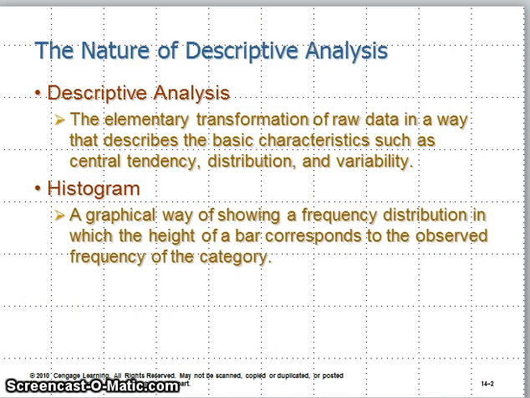The nature of descriptive analysis. Descriptive analysis is the elementary transformation of raw data in a way that describes basic characteristics such as central tendency, distribution, and variability.